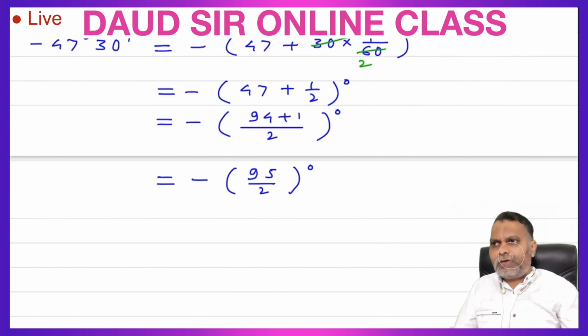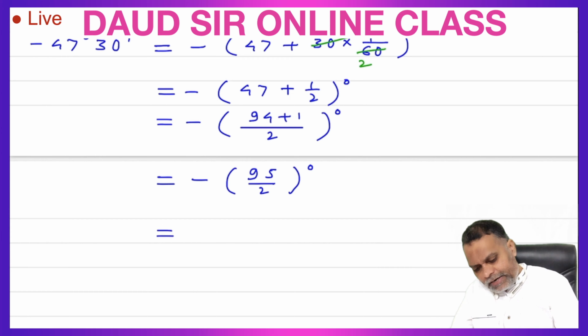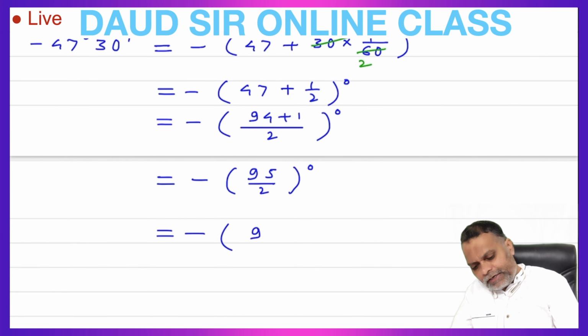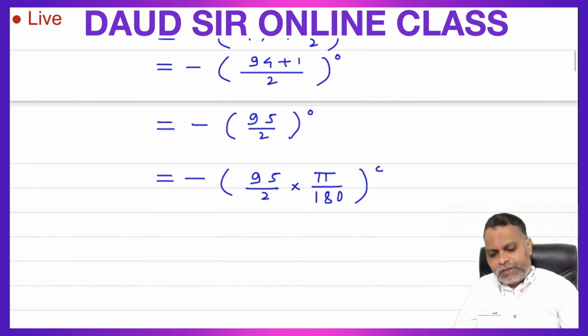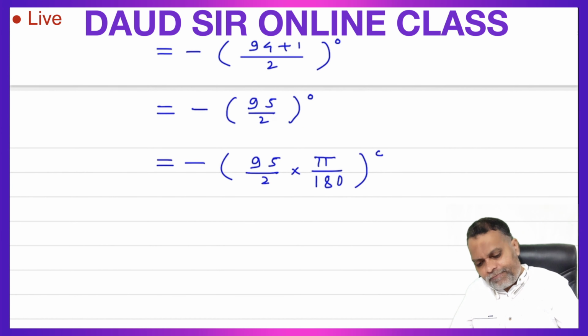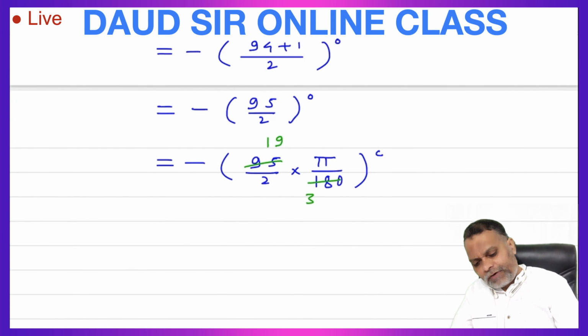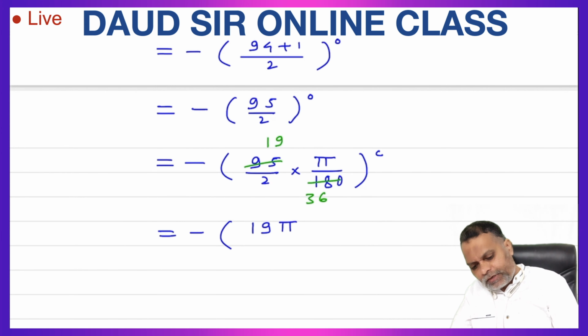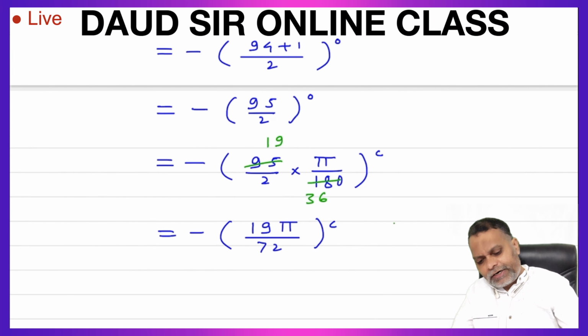Now we have to convert this degree into radian. So minus 95 upon 2 multiplying by pi by 180. This much radian. We can simplify this, dividing by 5. 5 1s are 5, 5 19s are 95, 5 3s are 15, 5 6s are 30. So which is equal to minus 19 pi by 36 2s are 72 radian. This is the required radian measure.